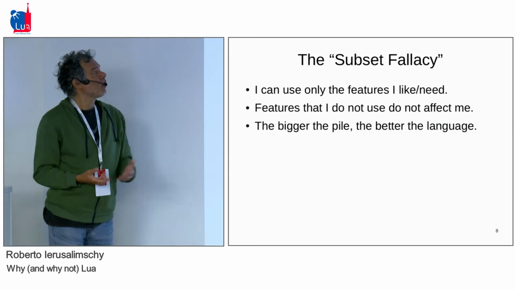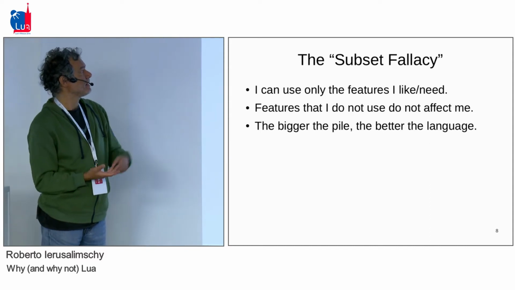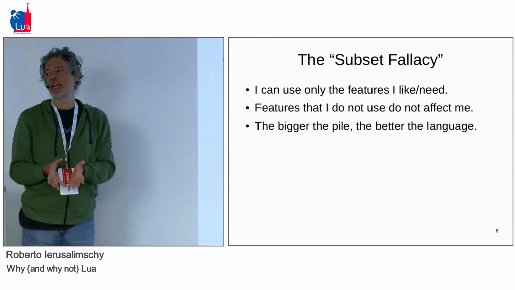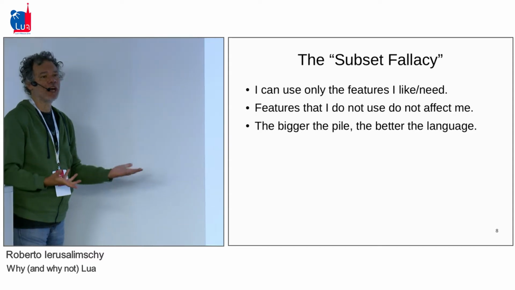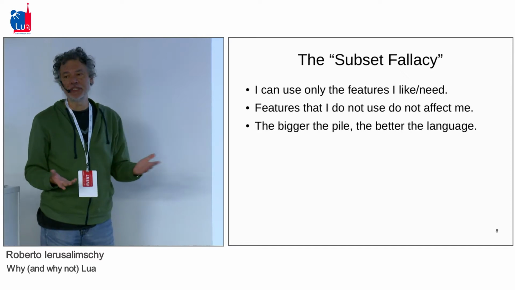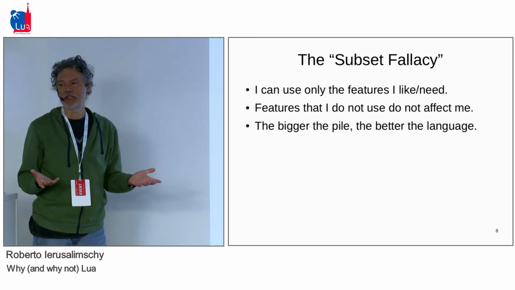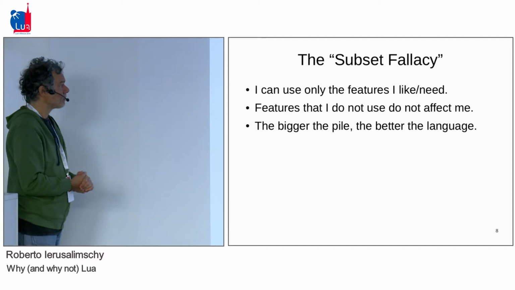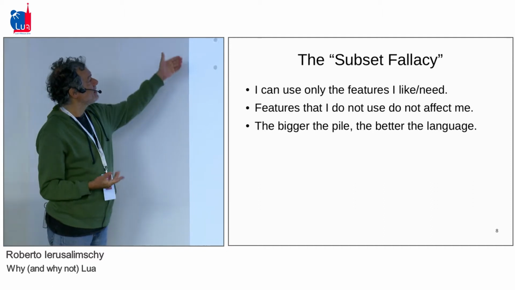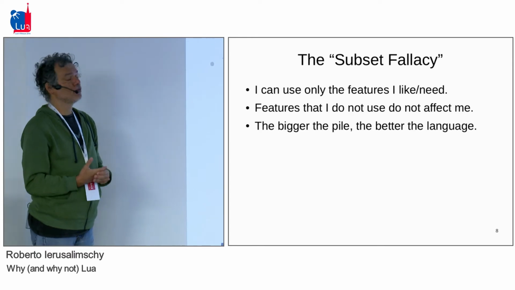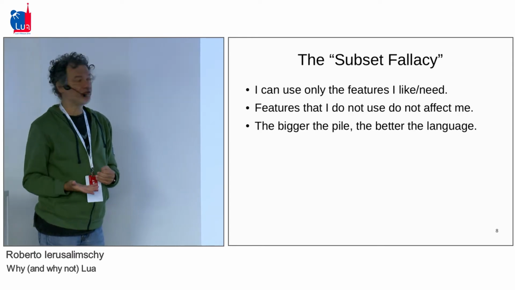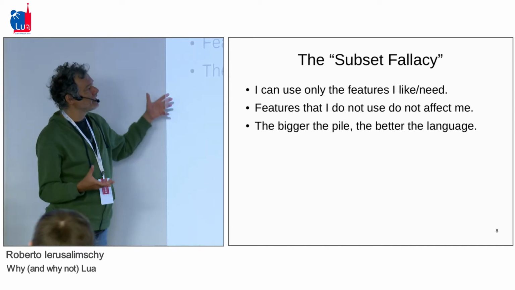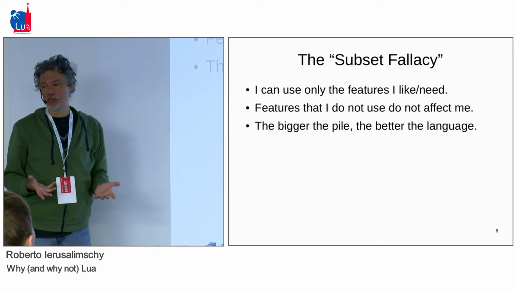First, there is what is called the subset fallacy, the idea that I can only use the part of the language that I like, and the part that I don't like doesn't bother me. I mean, I don't have to worry about that part. I just choose the parts I want, and that's it. The fact is that the features that I do not use do affect me in a lot of different ways. And the idea that the bigger the pile, the better the language, is not true.